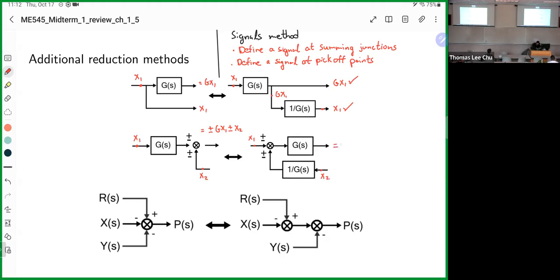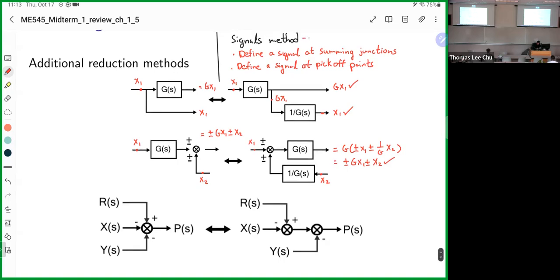So then we get g multiplied by plus or minus x1 plus or minus 1 over g x2, which is equal to g times plus or minus g x1 plus or minus x2, and we're good. It's all about maintaining equivalence when you're using the signals method. And if you use visual block diagrams as well, it's also about maintaining equivalence, but the signals method is useful for checking, good for checking, and for solving as well.